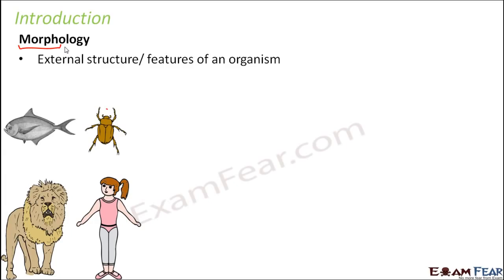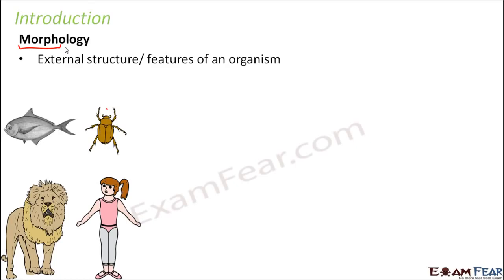So why is that difference? That difference is because of both internal structures as well as external structures. But in this lesson, we are only going to concentrate on the external structures, so the structures which are visible to us. So for a human being, we have 2 hands, 2 legs, and 5 fingers in each hand. So these are some of the things which are visible externally. They are all the morphological characters of an organism.